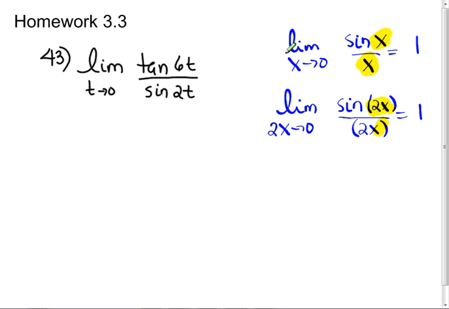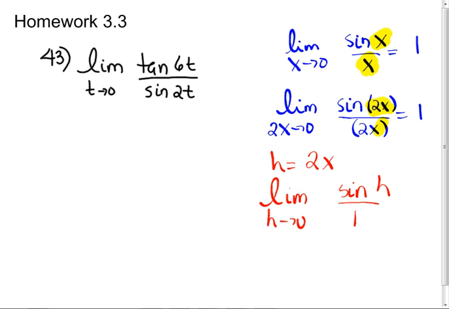And I could do a substitution. If you want me to show you why it is what it is, I could say let h equal 2x. Then it's the limit. Well, if 2x goes to 0, h goes to 0. And that's the sine of h over h. We know that's 1. So I could do a little substitution to change it to look like that.